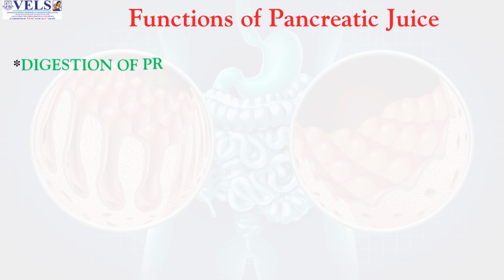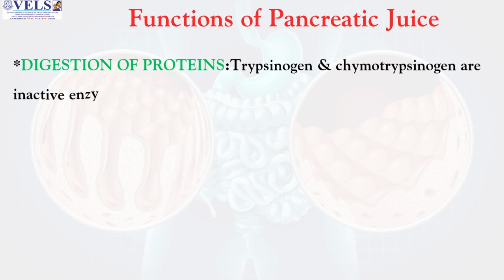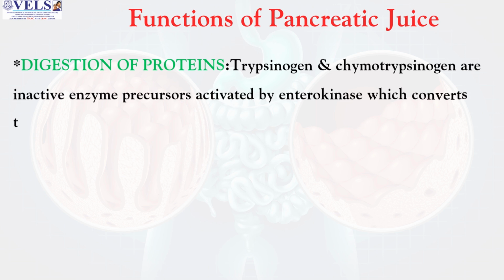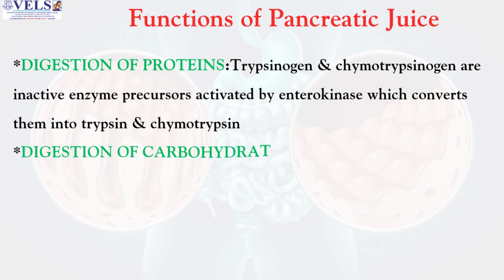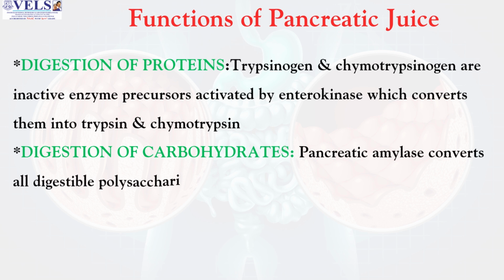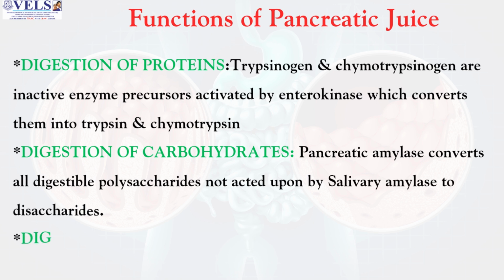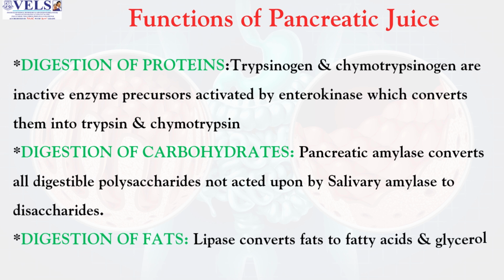Functions of pancreas include the following: digestion of proteins. Trypsinogen and chymotrypsinogen are inactive enzyme precursors activated by enterokinase, which converts them into trypsin and chymotrypsin. Digestion of carbohydrates. Pancreatic amylase converts all digestible polysaccharides not acted upon by salivary amylase to disaccharides. Digestion of fats. Lipase converts fats to fatty acids and glycerol.